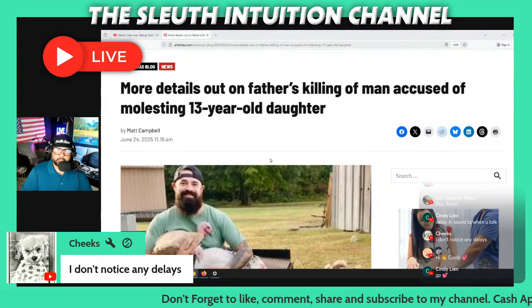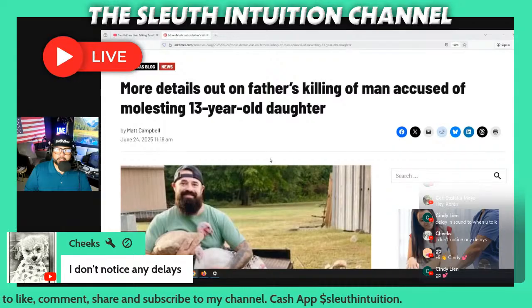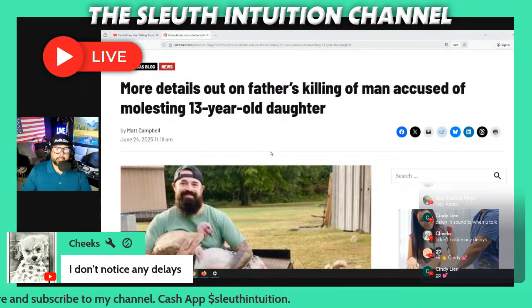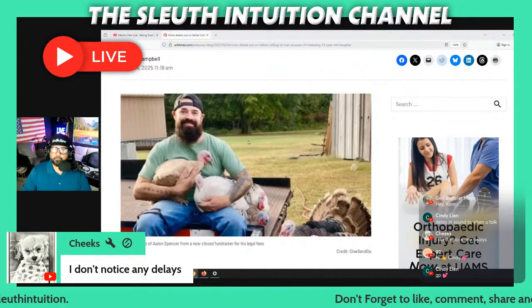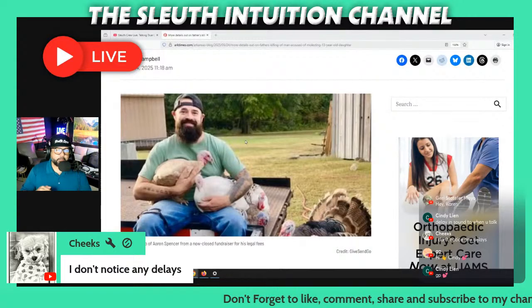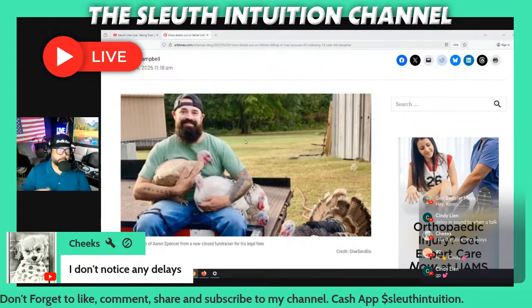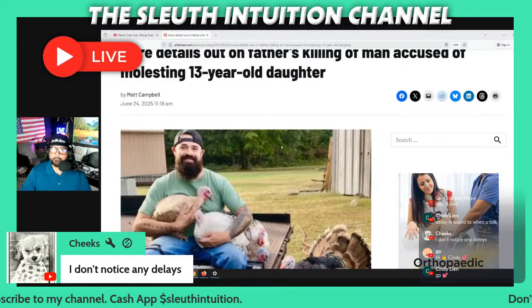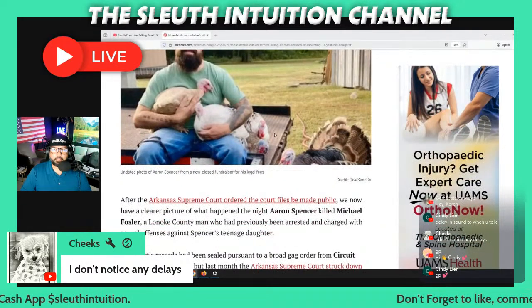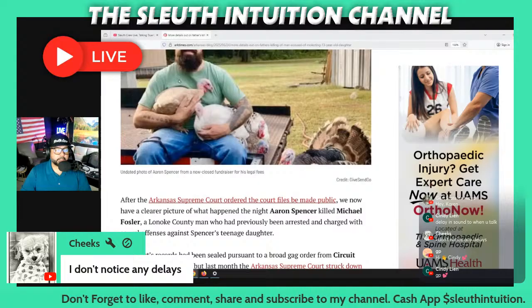So more details out on father's killing of man accused of molesting 13-year-old daughter. I mean, what do you expect the guy to do? It's like they want to give the guy who was attempting to molest his child a slap on the wrist, and then they want to throw the book at him for doing what anybody would do. I mean, how would you stop yourself from doing it? If anything, it's insanity, temporary insanity.